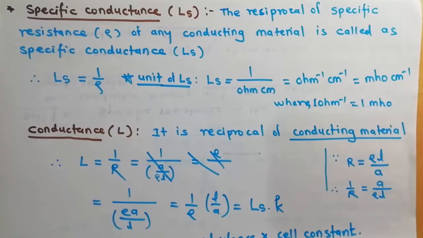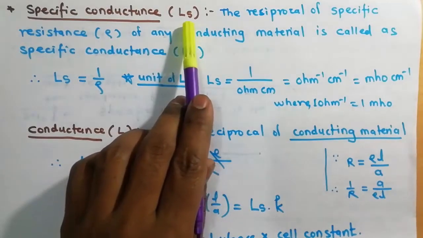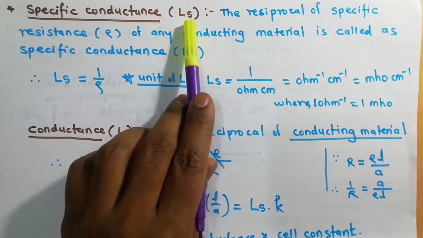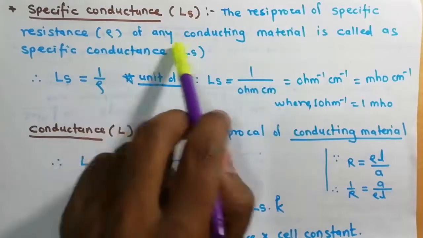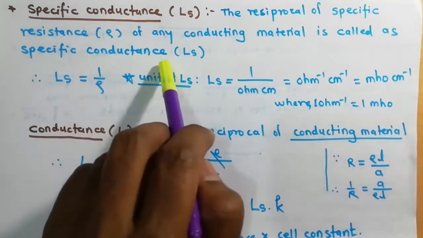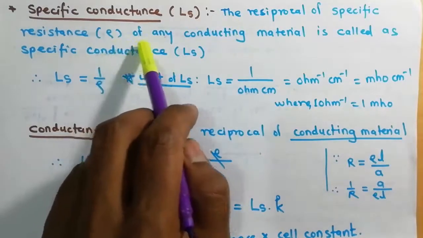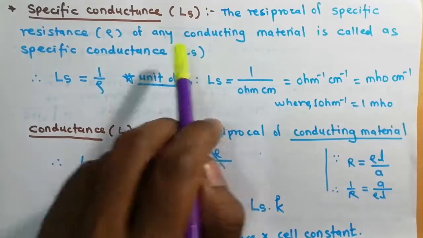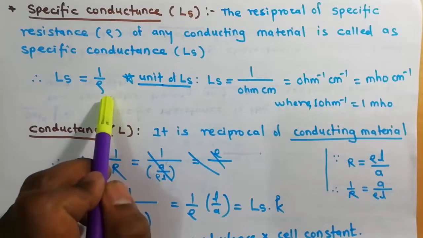Next concept is specific conductance, and it is shown by the letter L with suffix s, L_s, capital L, small s. Definition: the reciprocal of specific resistance rho of any conducting material is called specific conductance. Just take the reciprocal of the specific resistance, then it is called the specific conductance. So in mathematical form we can write L_s is equal to 1 upon rho.